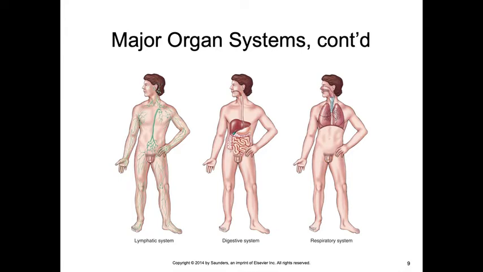Okay. Next set of systems. On the left is the lymphatic system. Okay, it's made up of the lymph nodes, the lymphatic vessels, the spleen, the tonsils, and the thymus.